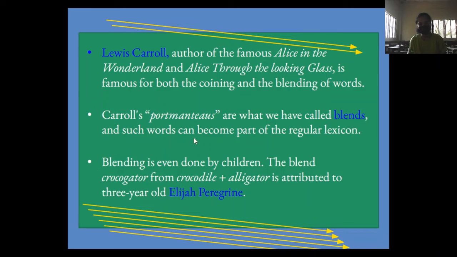Such words can become part of the regular lexicon. Blending is even done by children. The blend crocalgator, from crocodile and alligator, is attributed to 3-year-old Elijah Berry.